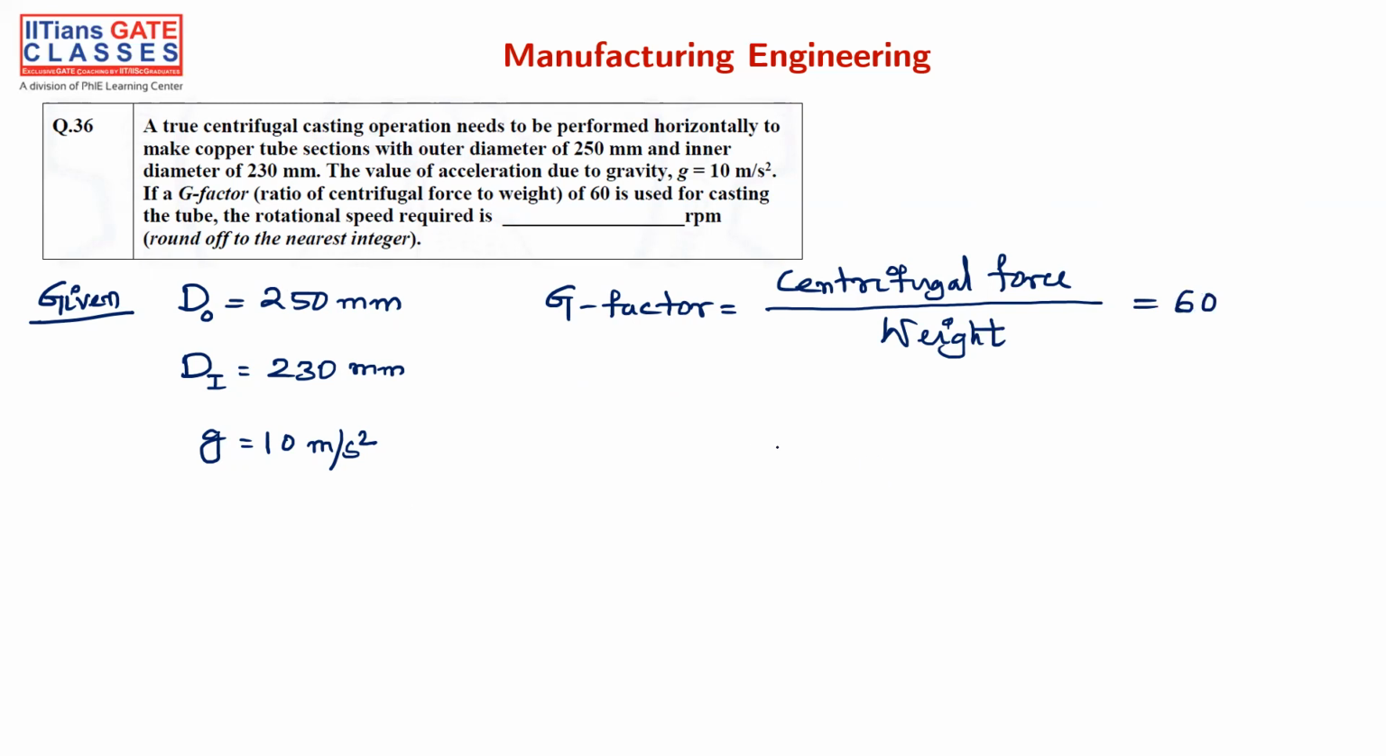And he's asking what is the rotational speed N, in RPM. So now we have to find this centrifugal force and the weight. Let me write it differently to distinguish what is not given. So let's write the G factor as this. What is centrifugal force? M R omega square, divided by the weight. Weight is mass times gravity.